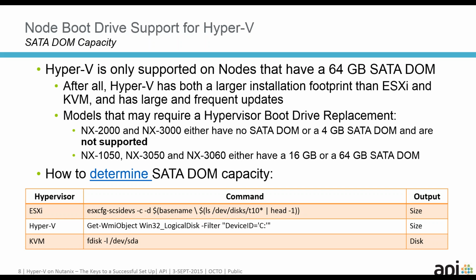There are very simple ways to check right off the bat. If you have 2000 or 3000 series, they're not supported. But if it's a 1050, an NX 3050, or a 3060, you could have either a 16 gigabyte or 64 gigabyte. It really depends on whatever they released it with. Like I said, it wasn't an issue until Hyper-V support came into the picture.